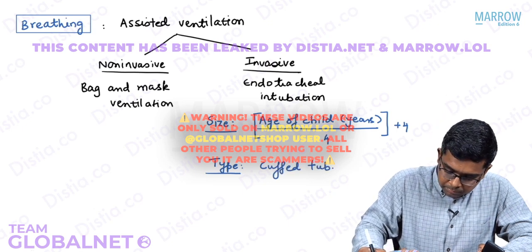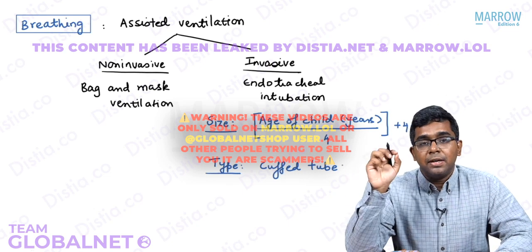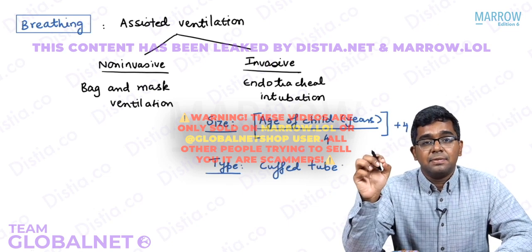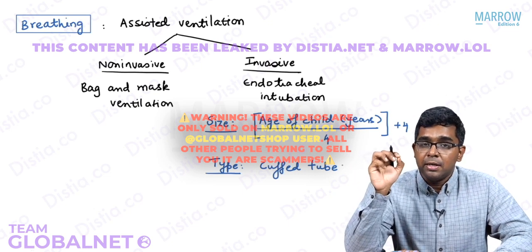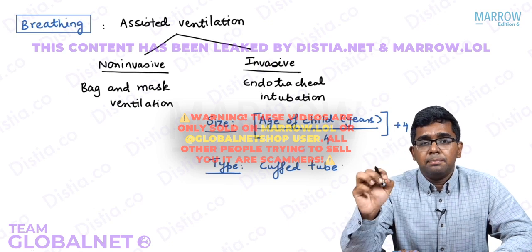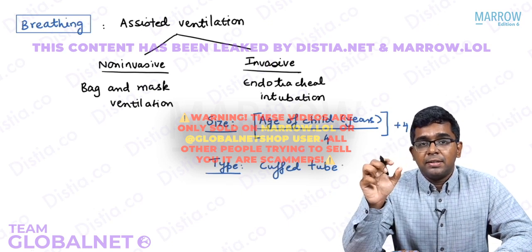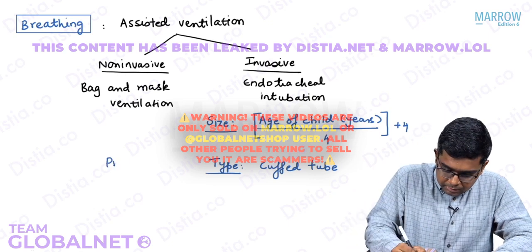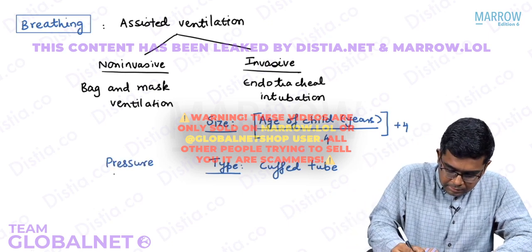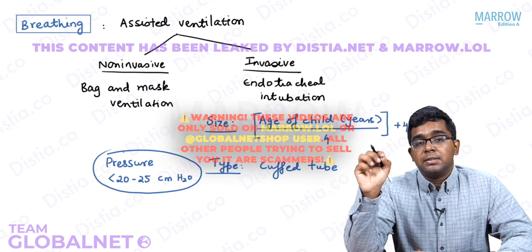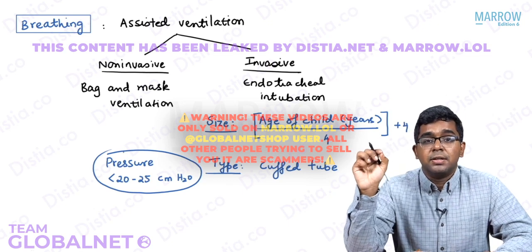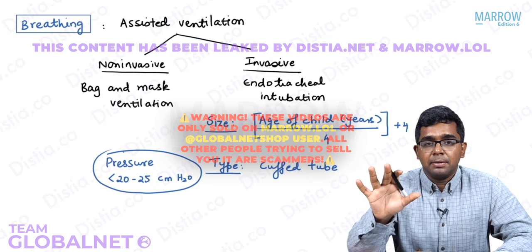Cuffed tube. What is the advantage of using a cuffed tube? It will help to prevent air leaks as well as decrease the number of times the tube has to be changed. That is why cuffed tubes are now being recommended. Okay. The only important point to be noted is when you inflate the cuff, the pressure in the cuff should be less than 20 to 25 centimeters of water. That is the only requirement which has been said, because if you keep high pressures, there is a chance of pressure induced tracheal necrosis. That is why pressure should be kept in the lower range.